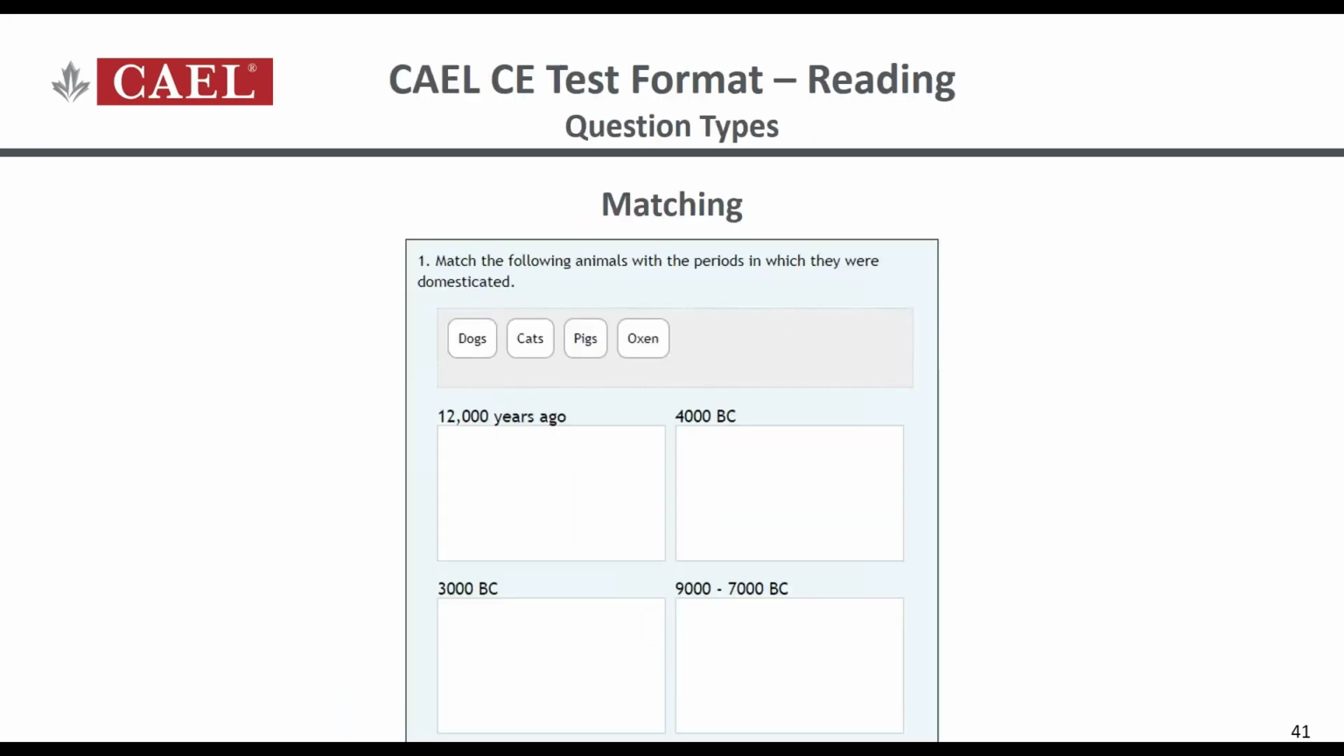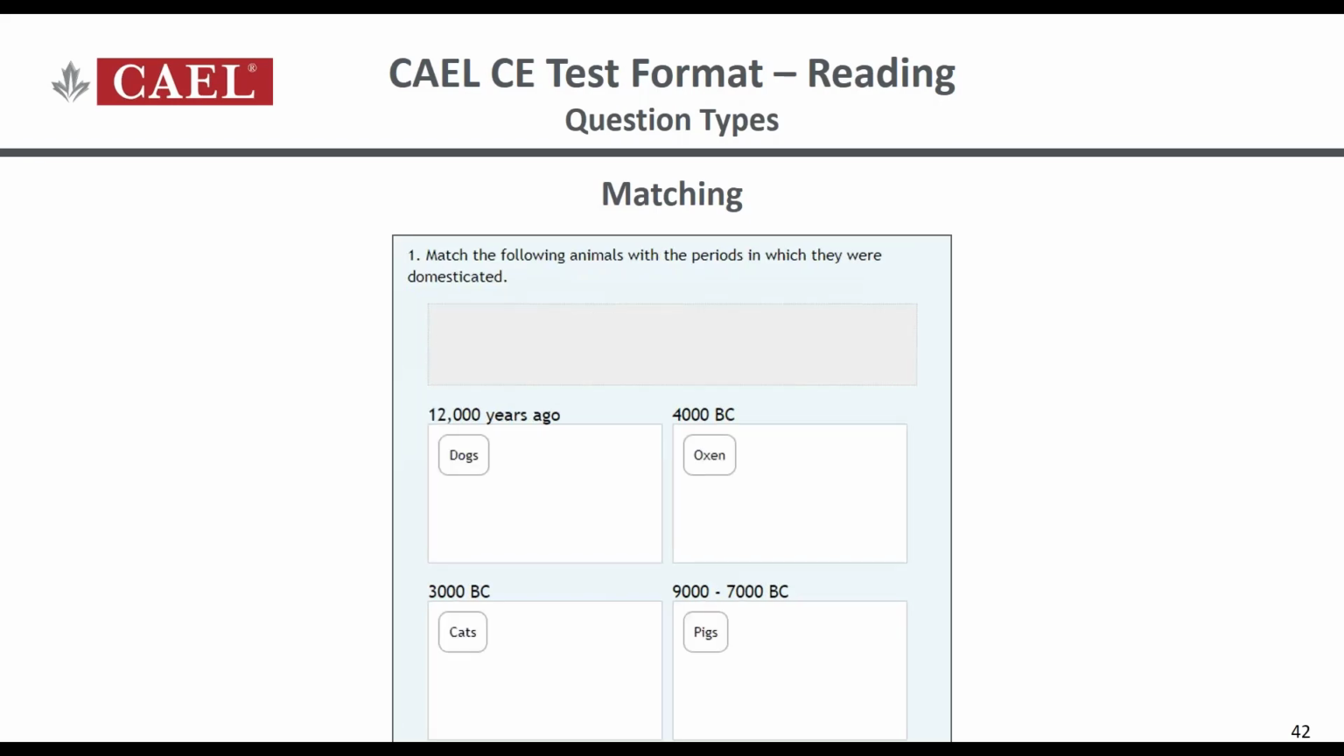For matching, you have a word box and then you just drag and drop the words into different categories. For matching questions, once you've pulled them down, it will just look like this. We don't know if they're correct or not, but in this situation, these are the correct examples and they've been put in the boxes already.